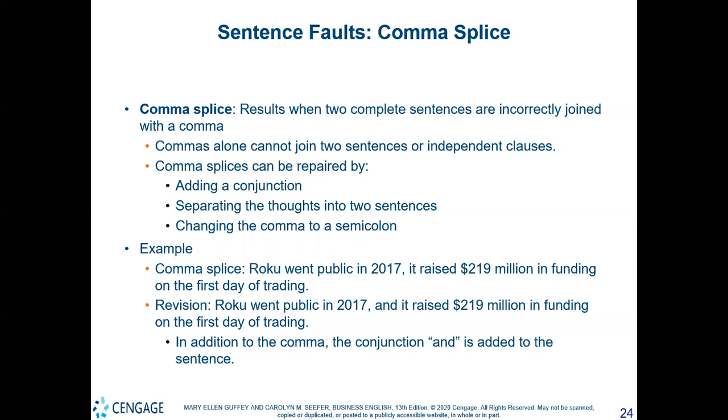Example, comma splice. Ruco went public in 2017, it raised $219 million in funding on the first day of trading. Revision. Ruco went public in 2017, and it raised $219 million in funding on the first day of trading. In addition to the comma, the conjunction and is added to the sentence.